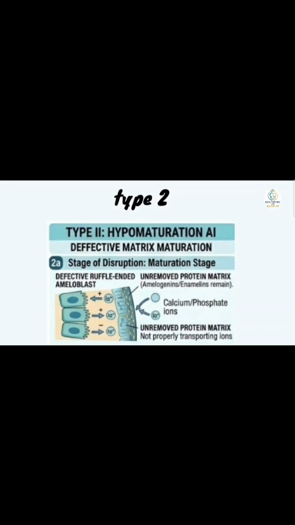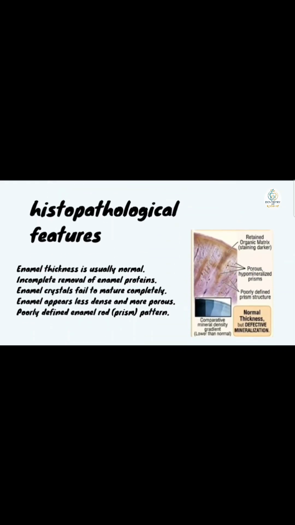If it is chalky and brittle, it means there is a problem in the maturation stage. We said that calcium and phosphorus are exchanged and the enamel is mineralized in that stage. So if this stage is defective, the quantity was produced but the quality will be reduced. The protein matrix is not removed; we said that proteins and water are absorbed back, but they remain, so the maturation stage is not properly performed here. Talking about its histopathological features, enamel thickness is usually normal.